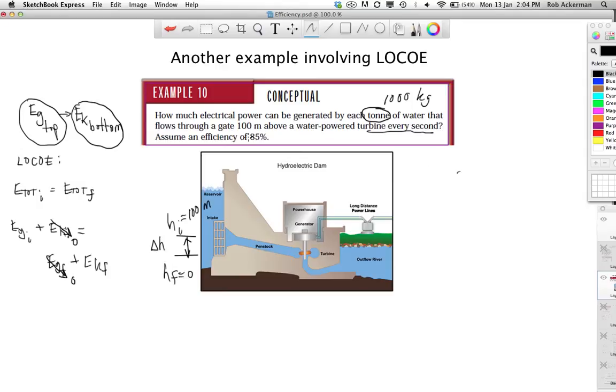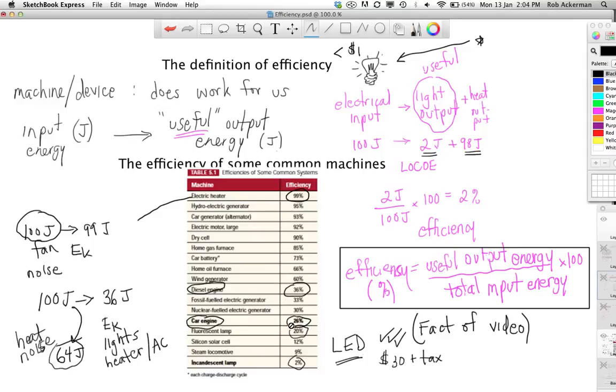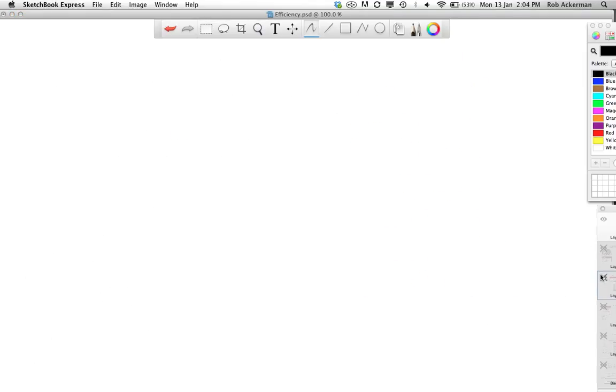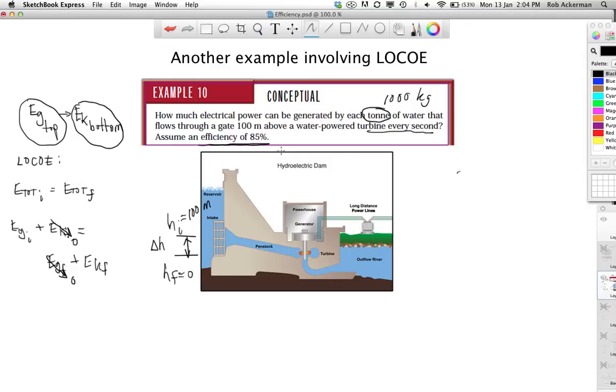Okay? They also tell you to assume that the efficiency is 85%, and if we look back on this data table here, it looks like a hydroelectric generator. Here it says 95%. I guess these are just approximate numbers. It could vary from one station to another, so they say in this question 85. That's fine. So let's look at the energy transformation that's occurring in the beginning.